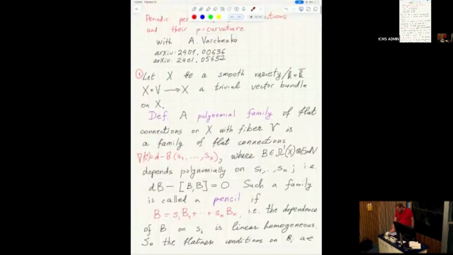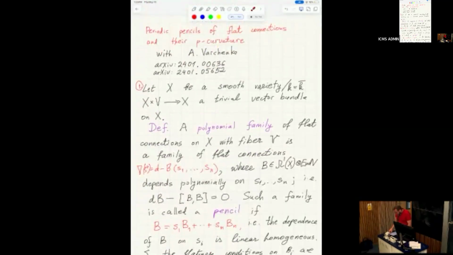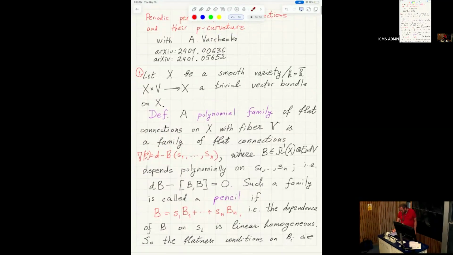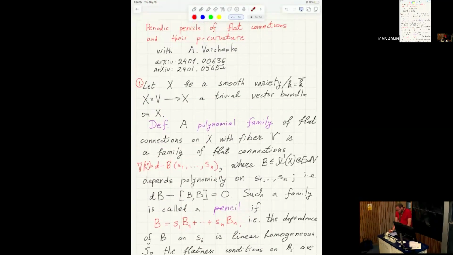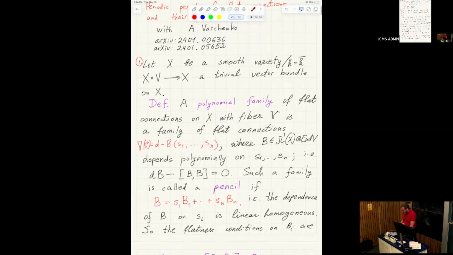I want to talk about some generalization of this and what we can use it for. So this is based on my work with Varchenko, two papers, which were written last year. And so it's a theory of periodic pencils of differential equations depending on parameters, such that if you shift a parameter by an integer, you get an equivalent equation. So let me start with the general setup.